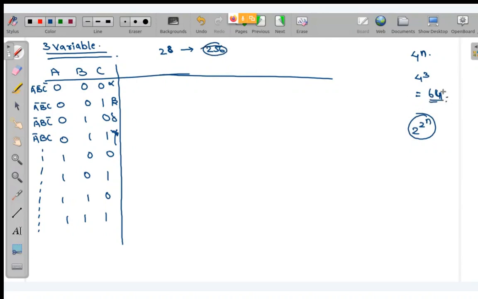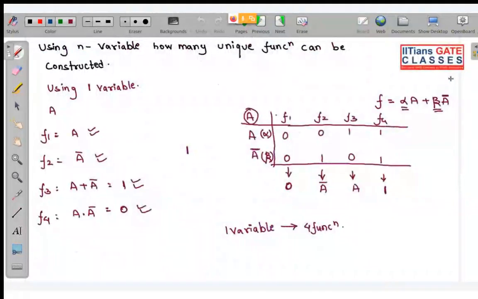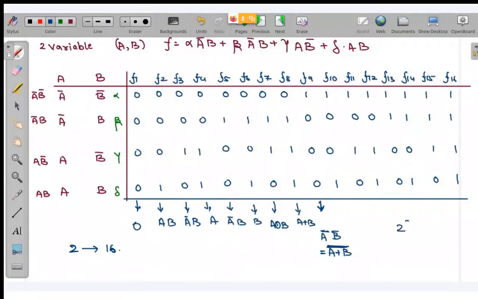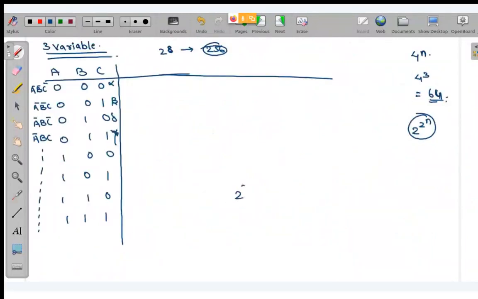So this is wrong. So the generalized result, if you have n variables, the number of functions is 2 to the power 2 to the power n. Now if you put 1, this is 2 to the power 2 to the power 1, so that is 4 in this case. In the next case, 2 square, so this is 4, 16. If you put 3, 2 cube, so that is 2 to the power 8, which is 256. So generalized, it is 2 to the power 2 to the power n for n variables. Tell me if this is clear or not. Did you understand this?